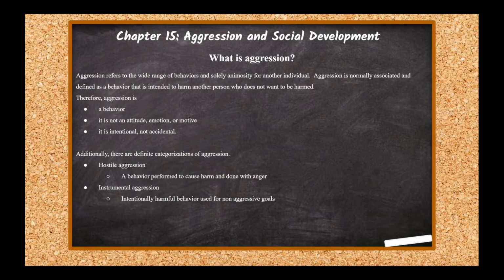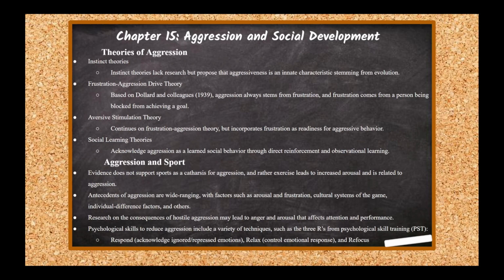Additionally, there are definite categorizations of aggression, which I mentioned before, which are hostile aggression and instrumental aggression. Hostile aggression is a behavior performed to cause harm and done with anger. Instrumental aggression is intentionally harmful behavior used for non-aggressive goals, and I like the example they use in the book with hockey players shoving each other to get the puck. Not exactly malicious in mind, but aggressive movements nonetheless.